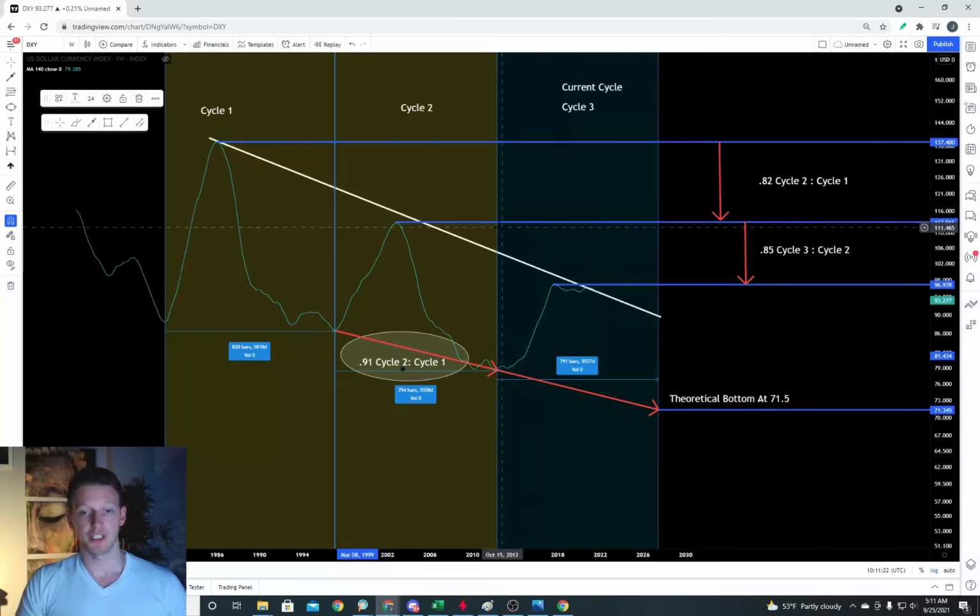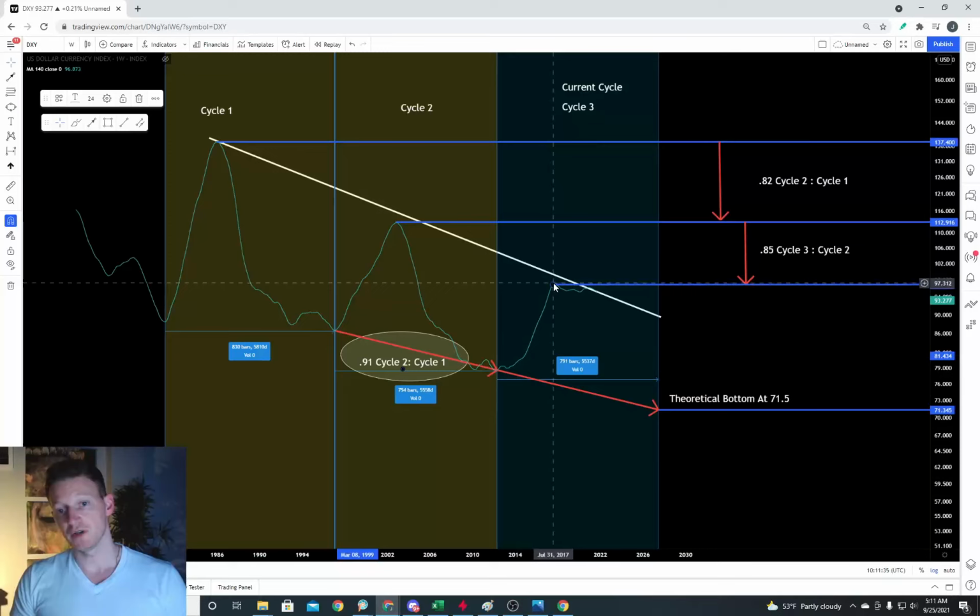But something you can notice here, the ratio of this price to this price is about 82% or 0.82. The ratio of the peak we recently hit at 97 approximately. And when I say recently, guys, we're talking in terms of, think much bigger than months here.